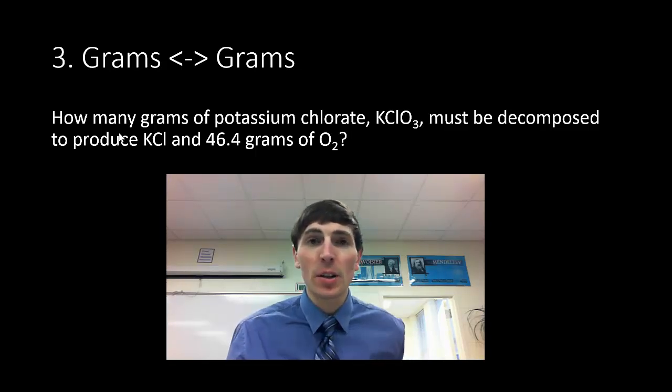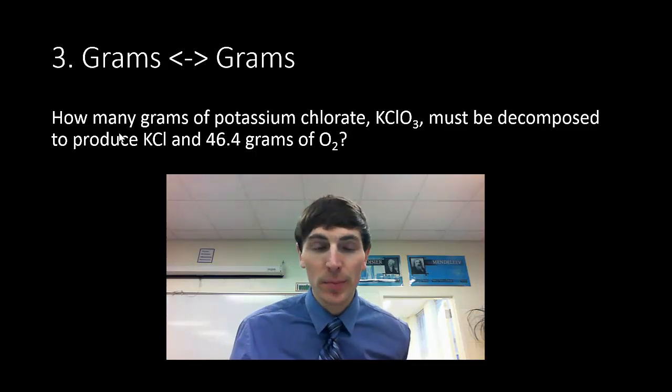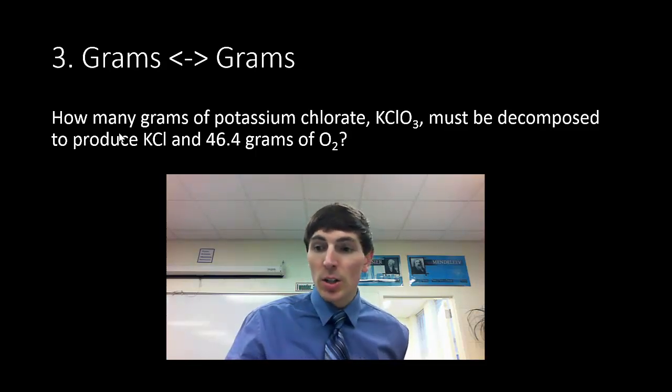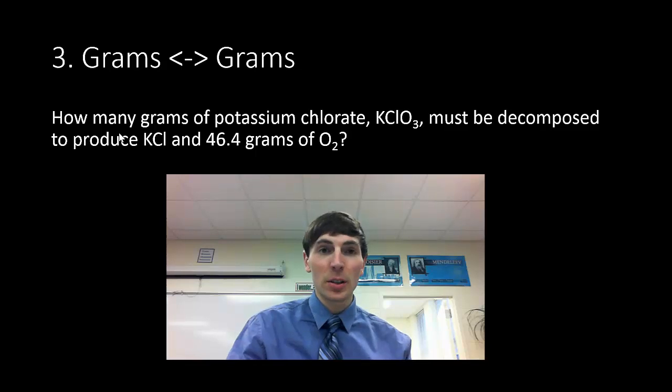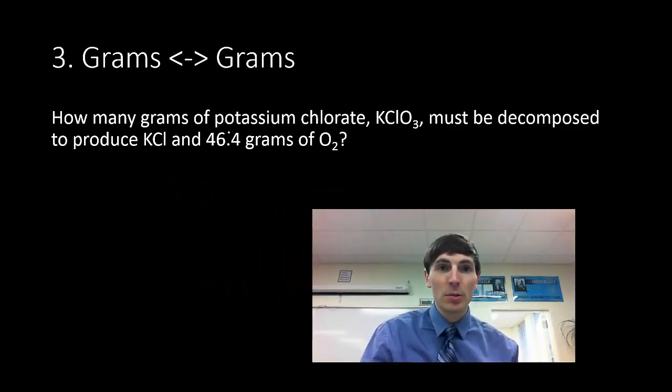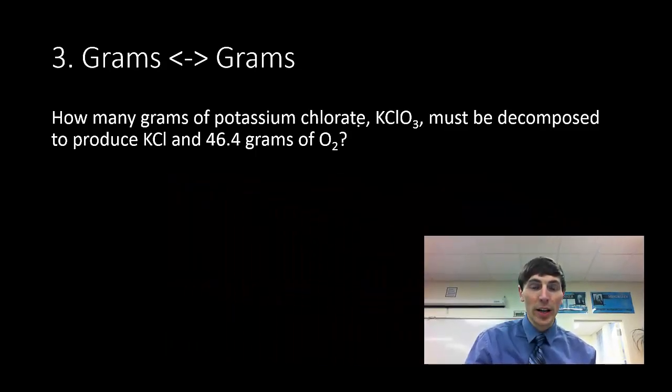This is part 3 in my stoichiometry video series, and today we're going to look at going from grams of one quantity to grams of another using the balanced equation. First step, again, we need to make a balanced chemical equation and figure out what our knowns and unknowns are. It says how many grams of potassium chlorate, KClO3, must be decomposed. Well, there's a clue of what kind of reaction it is.